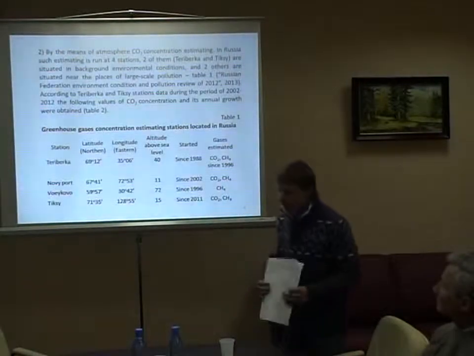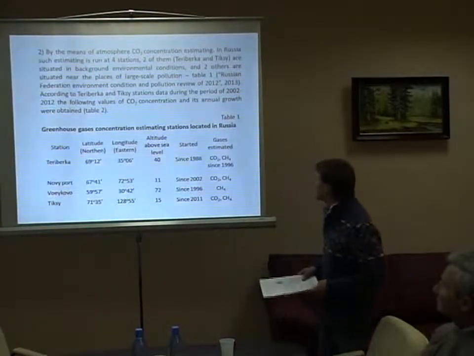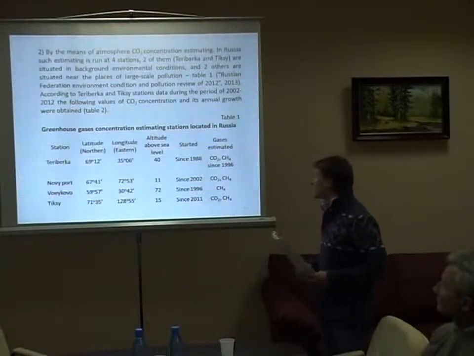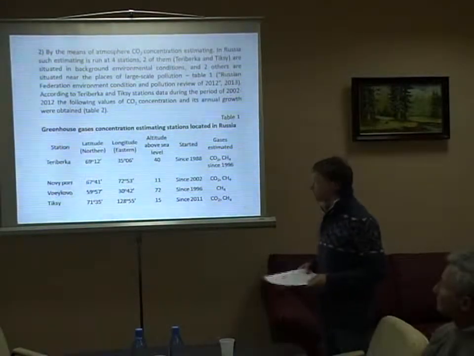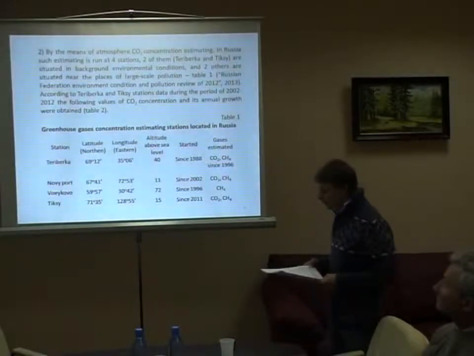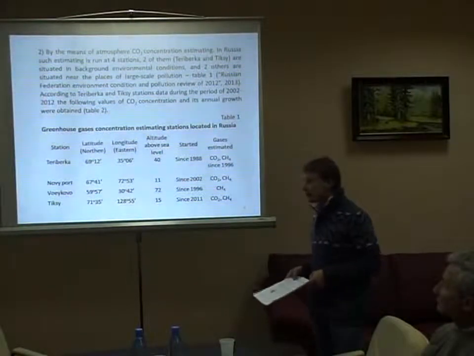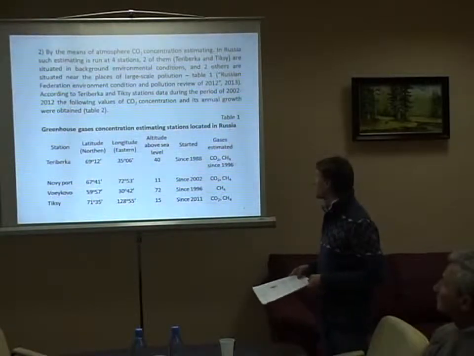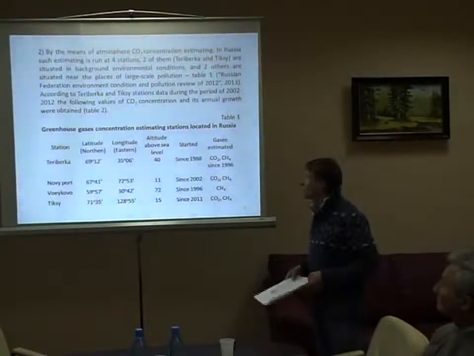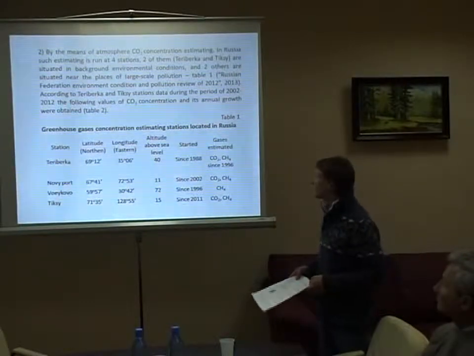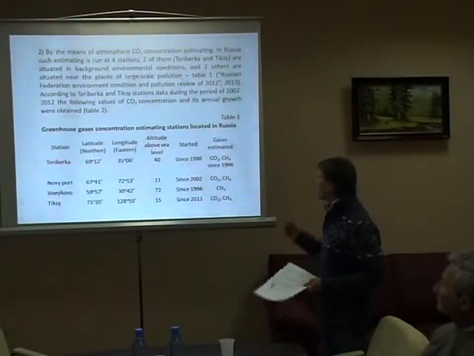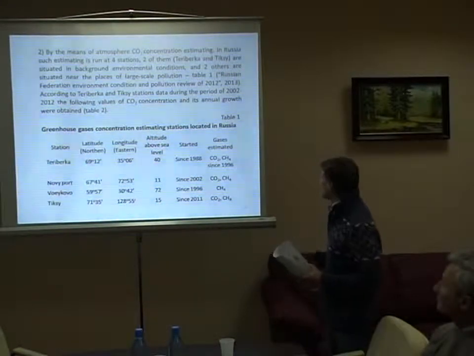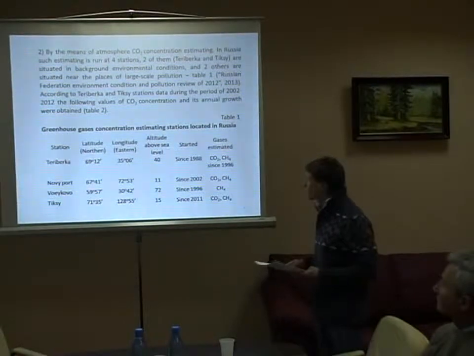The second method of carbon emission estimating is by the means of atmosphere carbon concentration estimating. In Russia, such estimating is run at 4 stations. 2 of them are situated in background environmental conditions, and 2 others are situated near the places of large-scale pollution. Information about these 4 stations is shown in table 1.